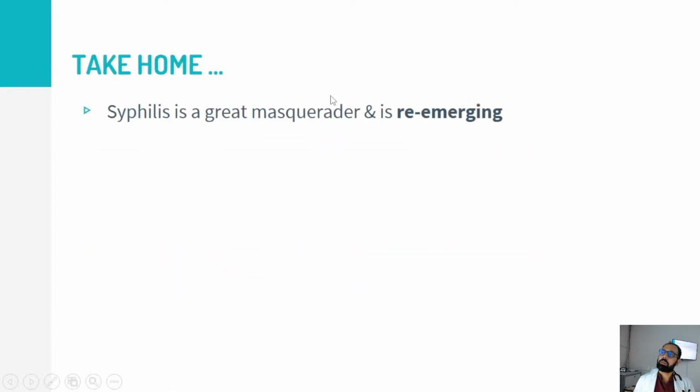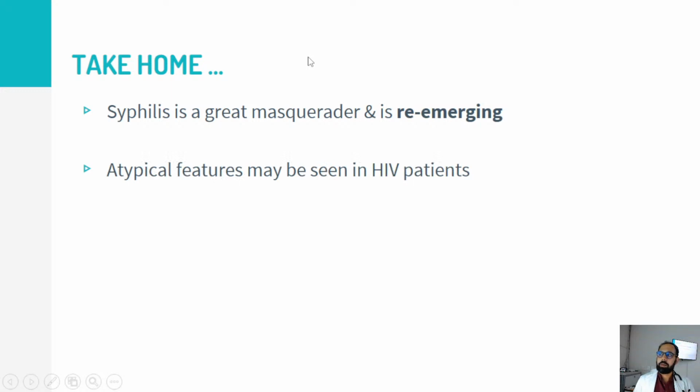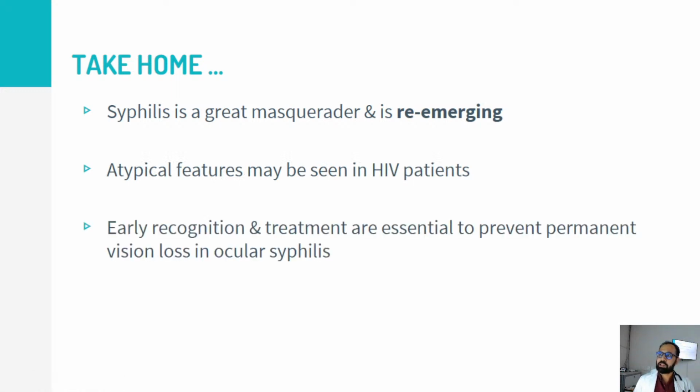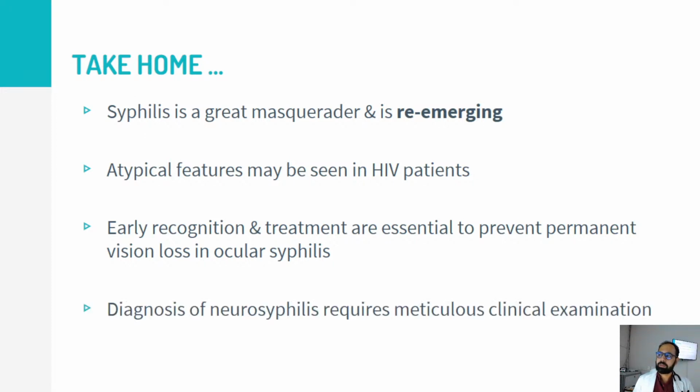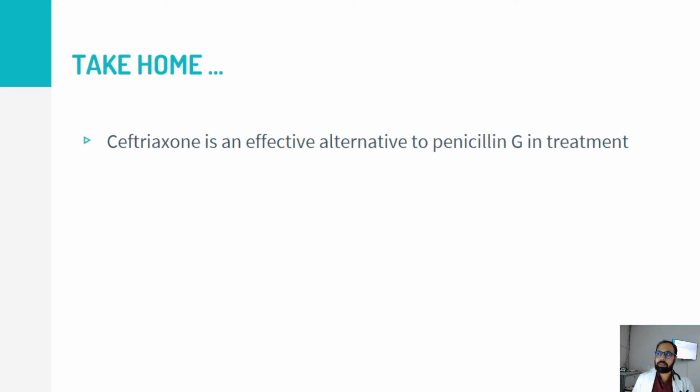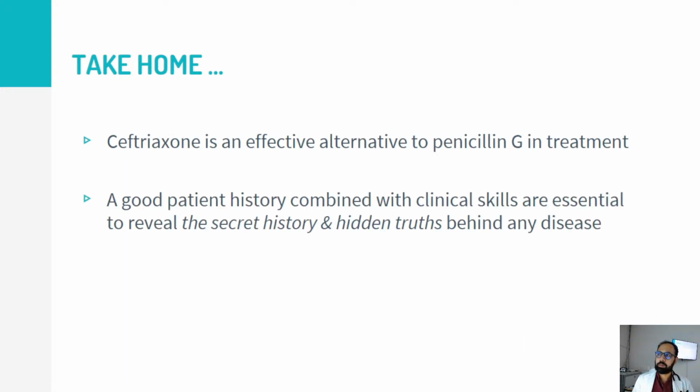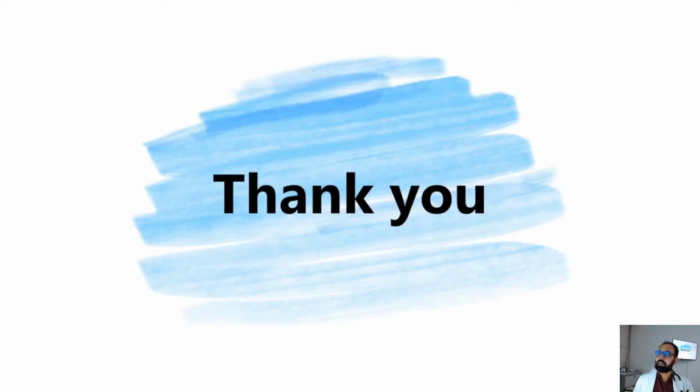So, to conclude, syphilis is a great masquerader and it is re-emerging. Atypical features can be seen in HIV patients, and early recognition and treatment are essential to prevent permanent vision loss in ocular syphilis. Diagnosis of neurosyphilis requires a meticulous clinical examination. Ceftriaxone is as effective as penicillin in treatment. And finally, a good patient history combined with clinical skills is essential to reveal the secret history and hidden truths behind any disease. Thank you.